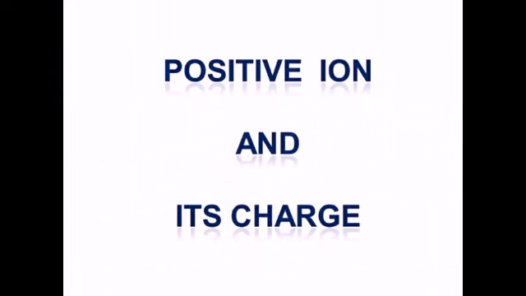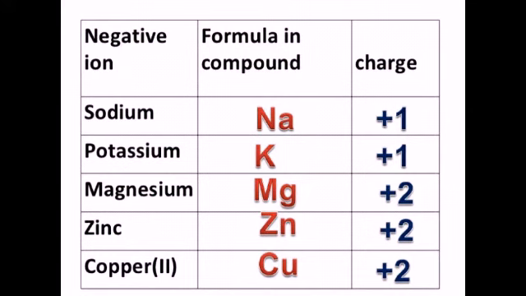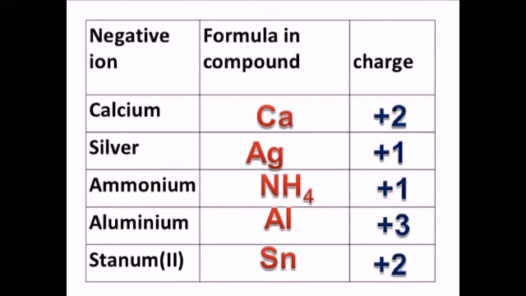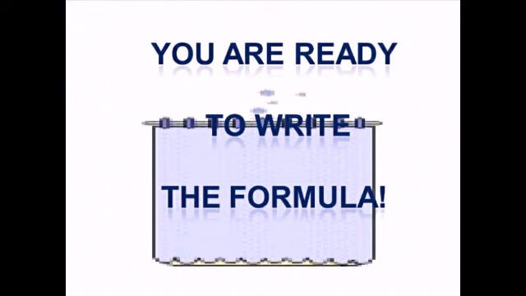Now positive ion and its charges. Sodium and potassium have +1 charge. Magnesium, zinc and copper 2 have +2 charge. Calcium 2, silver +1, ammonium +1, aluminium +3 and stannum is +2. Now you are ready to write the formula.